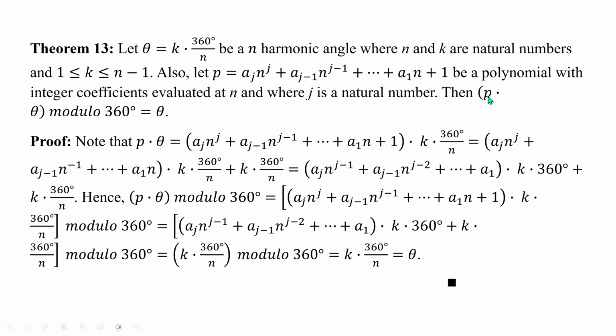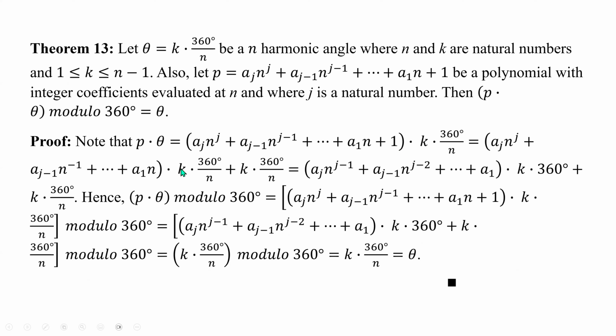Okay, given that, then p times theta modulo 360 degrees is equal to theta. Theta will be a fixed point here. And let's note that p times theta is going to be equal to this expression times theta, which is k times 360 degrees over n. And let's see, we could rewrite this as this expression times just this part where you see the n's, plus 1 times this thing. And that gives us this part here.